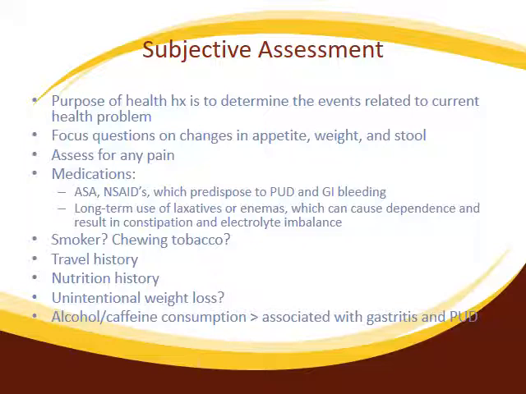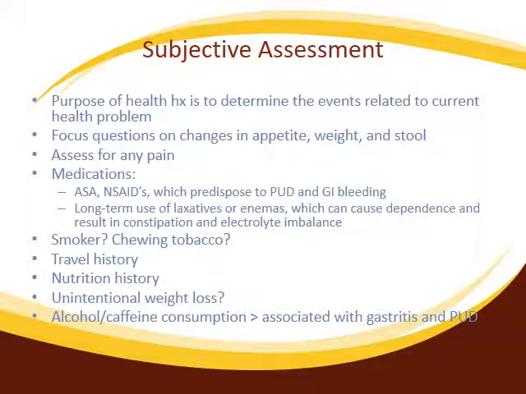What medications are they on? Are they on aspirins every day, NSAIDs? These can predispose a person to peptic ulcer disease and GI bleeding, so it's important to get that medication history. The long-term use of laxatives or enemas can cause a dependency, and this can then result in a rebounding constipation and then in electrolyte imbalance. So it's really important to see if this is something that they have gotten themselves dependent on and why. What started this journey into laxative dependence?